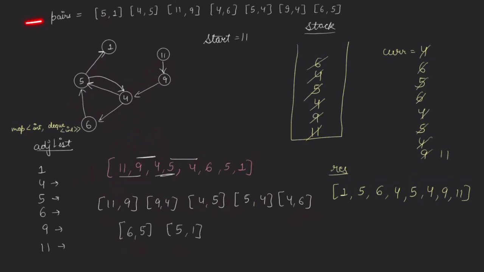So if you see, whatever were the pairs that were given to us, we have rearranged them into a valid arrangement where each pair's last element is equal to the starting element of the next pair. 9, 9, 4, 4, 5, 5, 4, 4, 6, 6, 5, 5, right? So this is what we need to do, right? So let's quickly code it out.